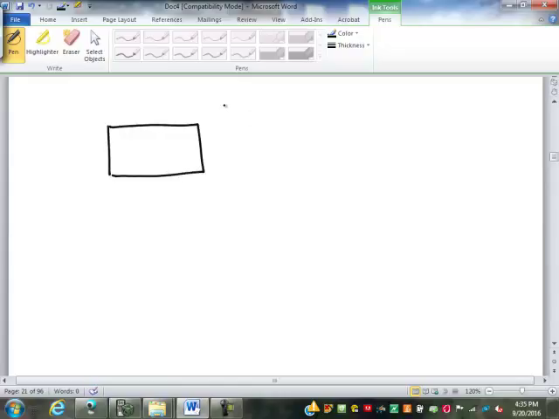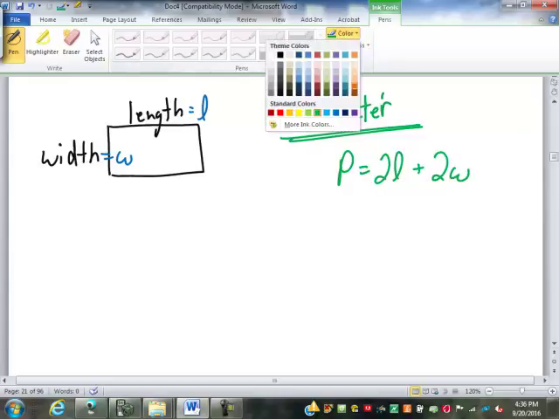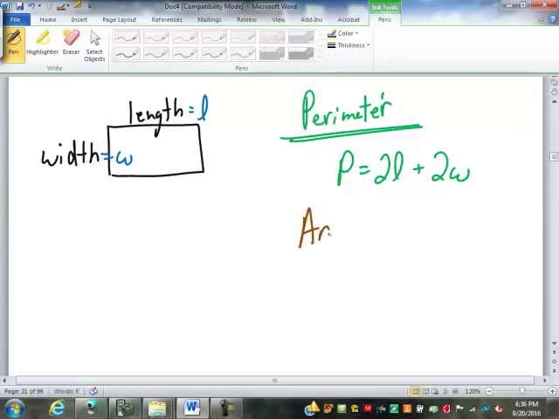If I have a rectangle, it has 2 dimensions. It has a length and it has a width. We are going to refer to the length as L, the width as W. We talked a little bit in the last unit about perimeter. Perimeter P is equal to 2 times L plus 2 times W. We mentioned in the first hour of class, area. So A for area is equal to length times width, L times W.